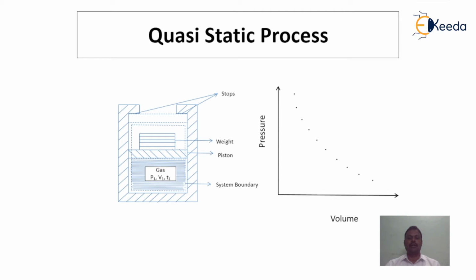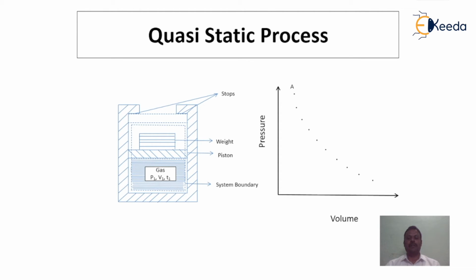A process in which the locus of all the intermediate equilibrium points in the change of state is called a quasi-static process. Infinite slowness is the characteristic feature of this quasi-static process. At every point it reaches thermodynamic equilibrium, and this quasi-static process is a reversible process.